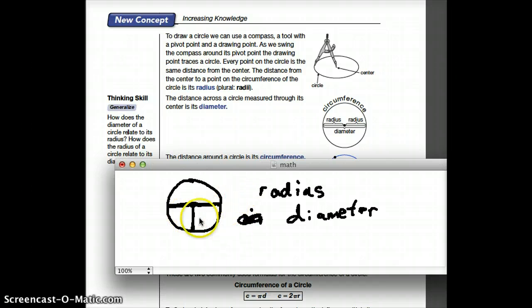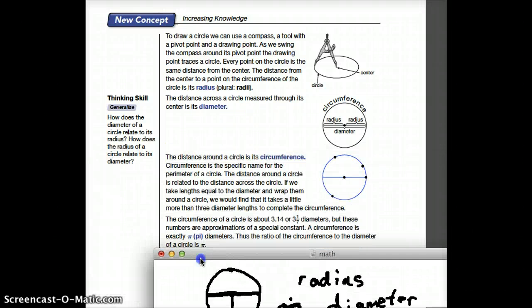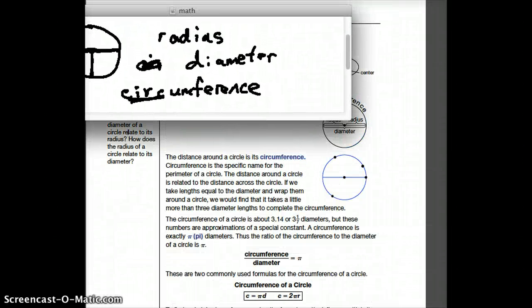Now, the distance around a circle is called the circumference. It's sort of like perimeter. Remember, perimeter is the distance around like a square or whatever. But for a circle, it's a special word. It's circumference, and you can see the word circle in there. So it's like the perimeter for a circle.